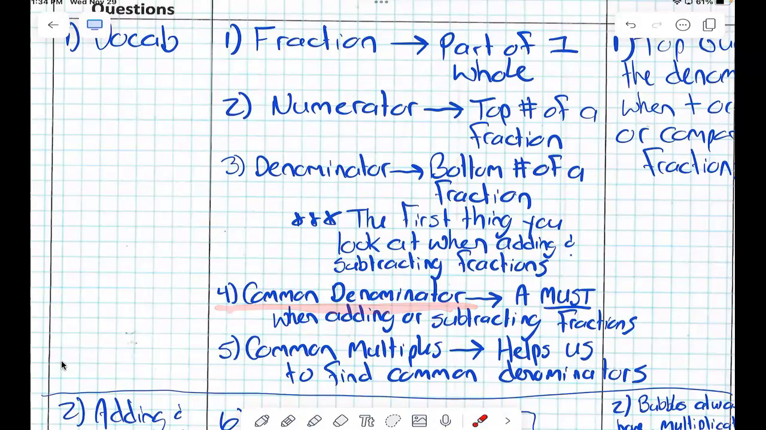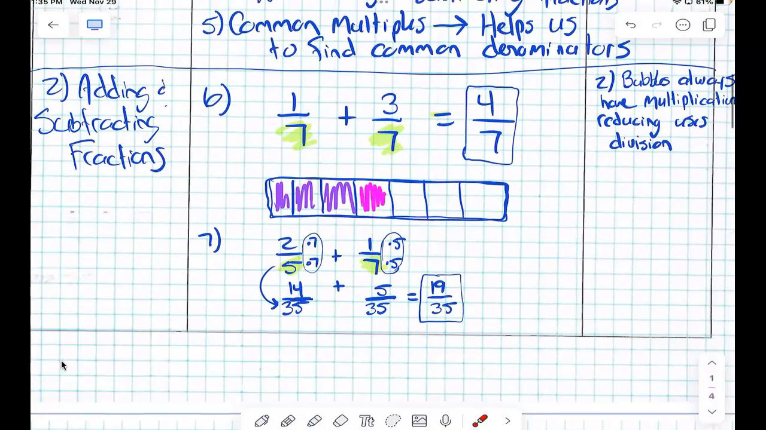Common denominators. Okay, a common denominator is a must when adding or subtracting fractions. So what's a must again? Common denominator. Can't add or subtract unless the denominators are the same. What's another name for a common denominator? Like denominator. All right, 1/7 and 3/7.